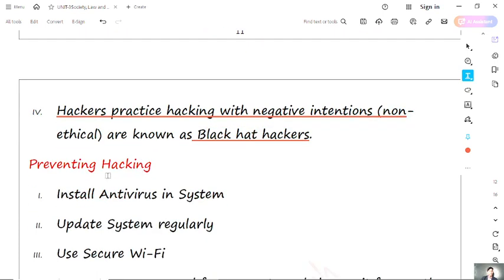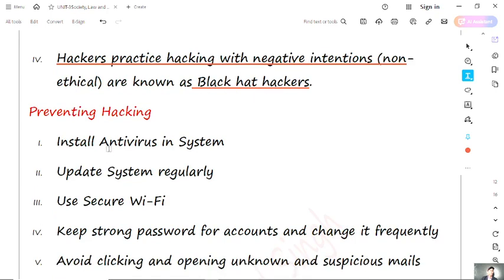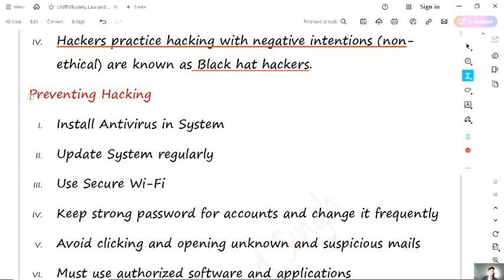Now, the prevention of hacking. How can you prevent hacking? First of all, install antivirus in your system. You can install any kind of software, either Symantec, Norton, Windows 11, all these are there. You can install any one. It will help protect you from hacking. Next, update your system regularly. Not only the system, but also your mobile, because security features are added in all the updates.